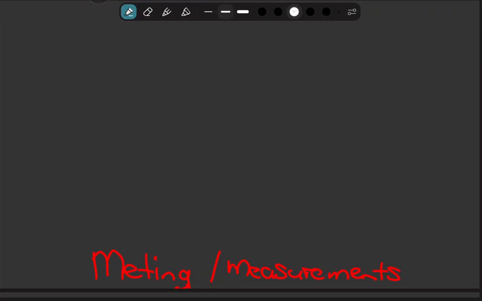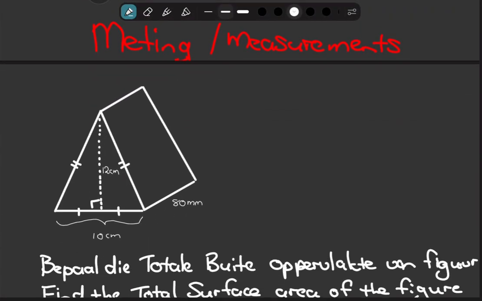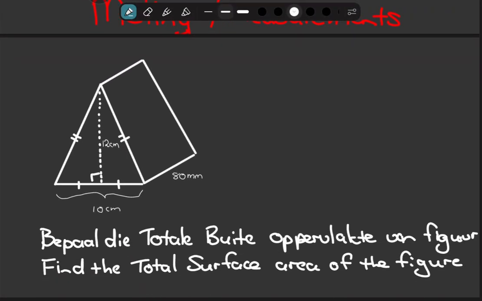Dis tweede metingsom. En ek het hierdie figuur, driehoekige prisma, né? Nou, ons moet die totale buite oppervlakte uitwerk. Now, so we need to find the total surface area of this figure. The problem with this is, it depends on the triangle. My formula might differ. So ek hou nie van om hier 'n formule te gebruik nie.